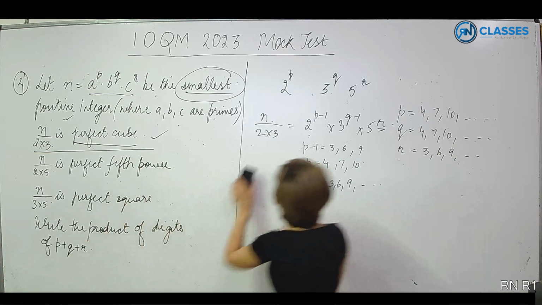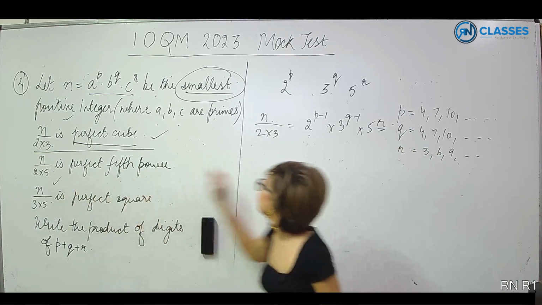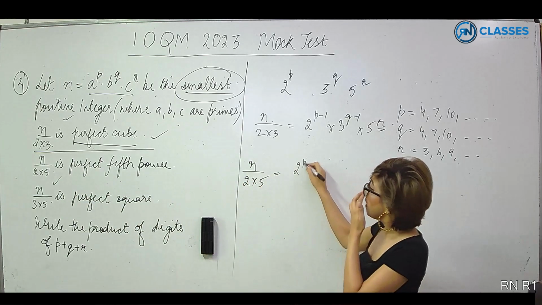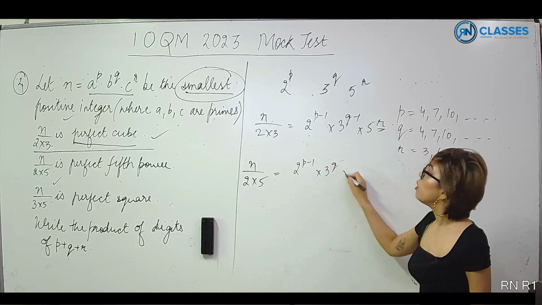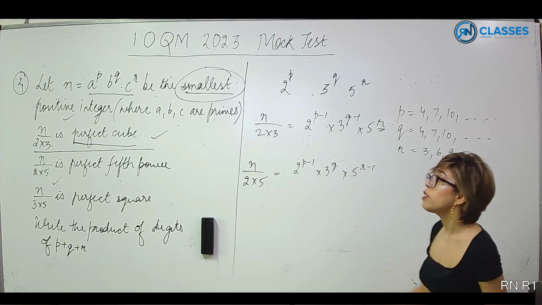Right? Now, on to the next condition. Now he says n by 2 into 3. So again, I will rewrite this. So, 2 raised to power p minus 1 into 3 raised to power q into 5 raised to power r minus 1. Now this has to be a perfect fifth power.